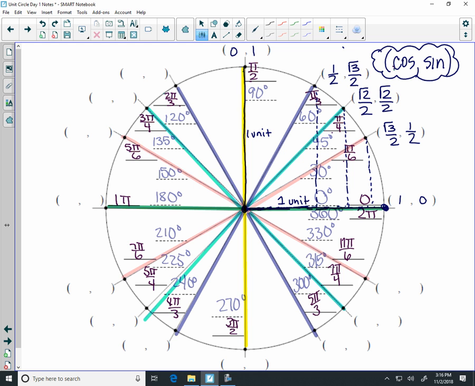So this color coding is important. Let's just look at our pi over 6s, which are those light pink. So at pi over 6 here, our ordered pair is radical 3 over 2, 1/2. So we're going out radical 3 over 2 and up 1/2. Well, for 5 pi over 6 here in the second quadrant, just to show you where I am, right here, we're going over and up the same amount. So we're still going out a lot and up a little. So it's still radical 3 over 2, 1/2.